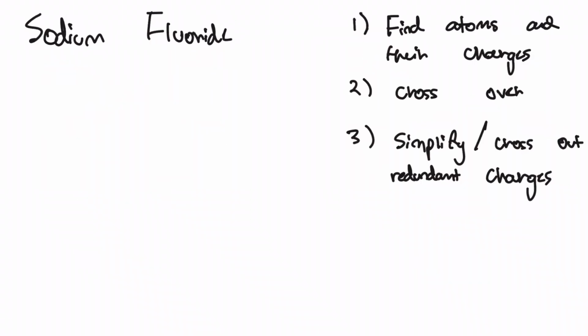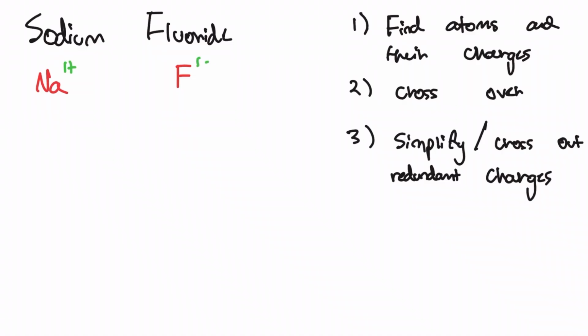To practice, I want you to now write the chemical formula for sodium fluoride on your own. And to help you, I've written down the 3 steps here on the side of the screen, which you can follow. Try writing it on your own, and then come back. We'll work through it together. So, step 1, find the atoms and their charges. Sodium has chemical symbol Na, and fluorine F. Sodium, because it's in group 1, has a charge of 1+, and fluorine, because it's in group 17, has a charge of 1-.